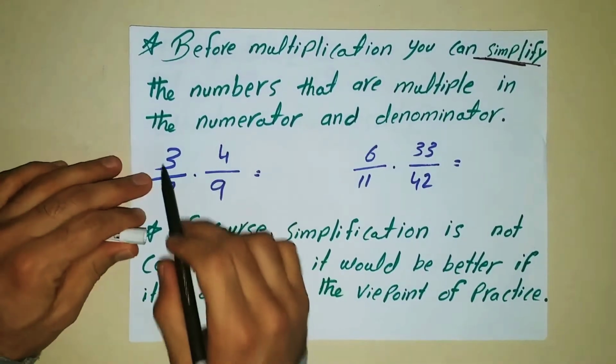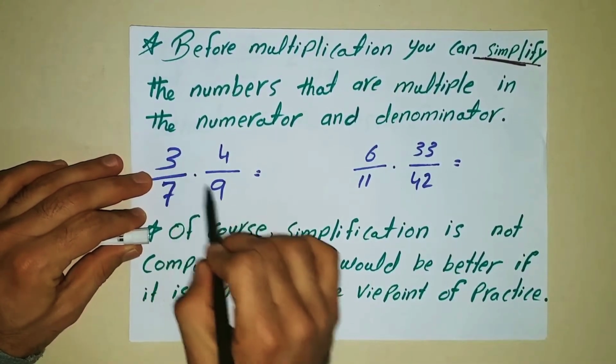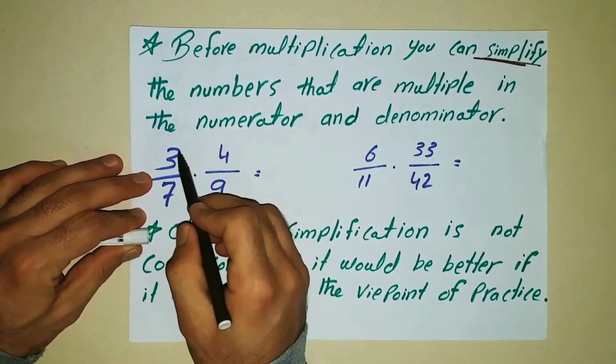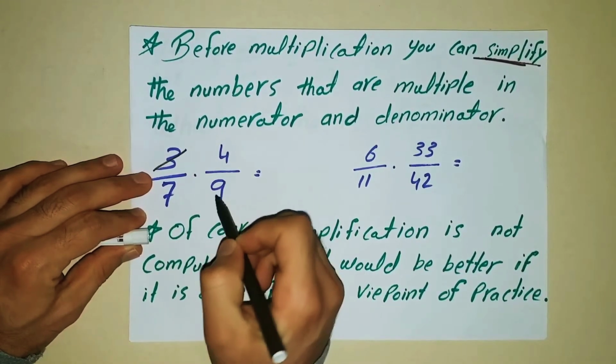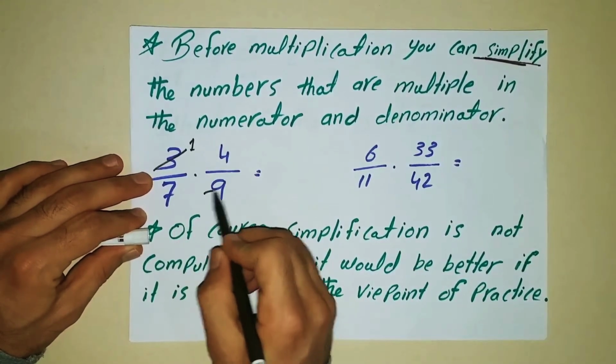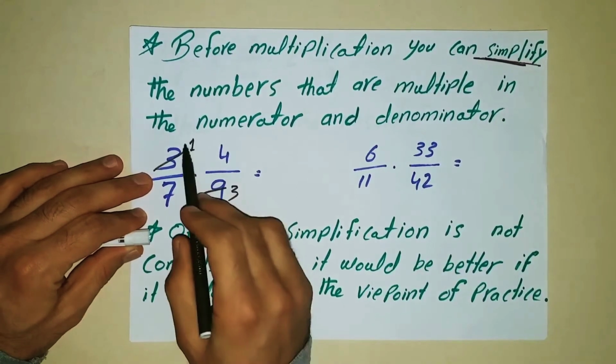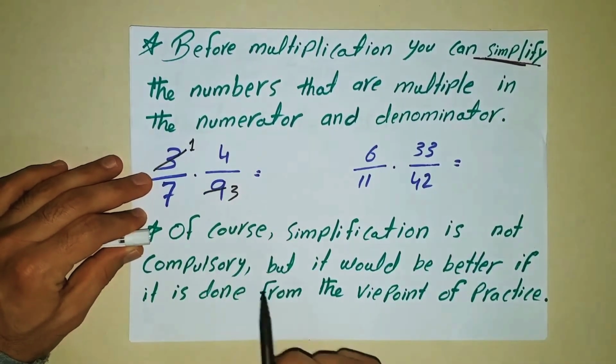Like 3 and 9 are multiples of each other, so I can simplify them with 3. 3 1s are 3, 3 3s are 9. Now I can multiply them. Now they are easy for me.